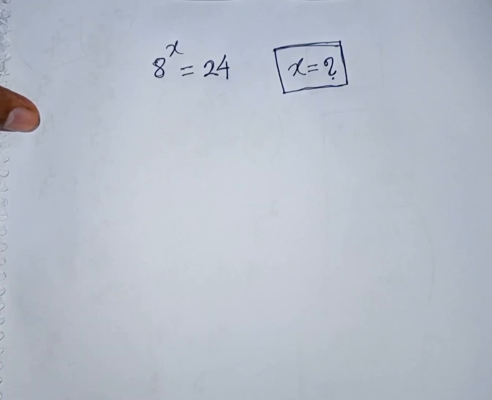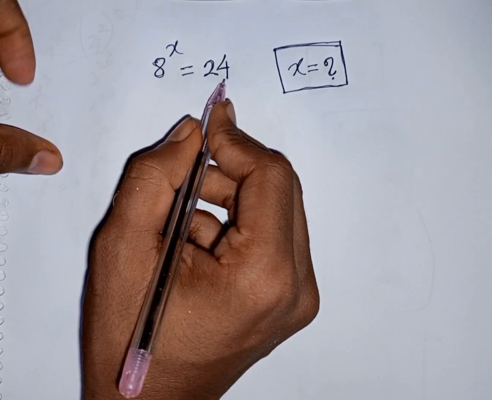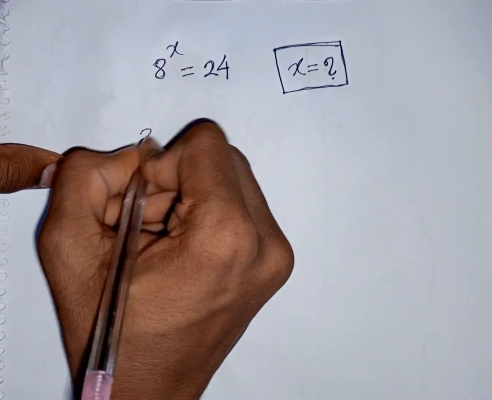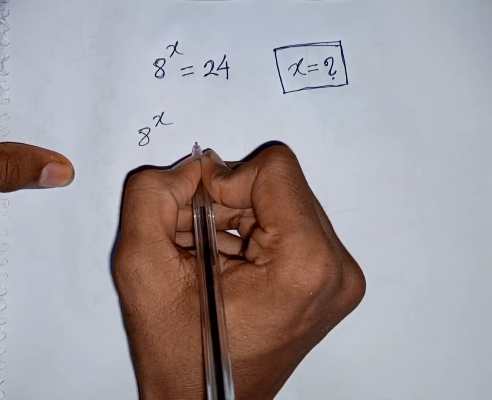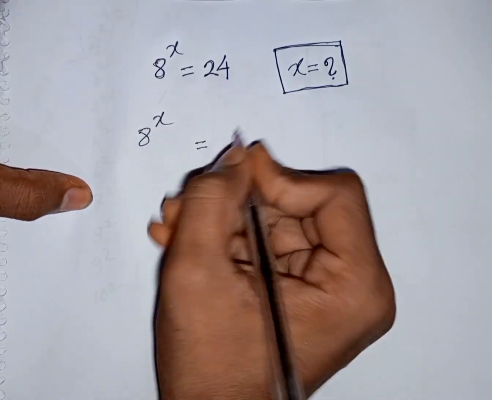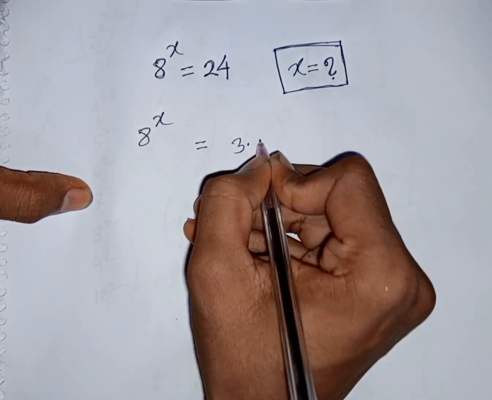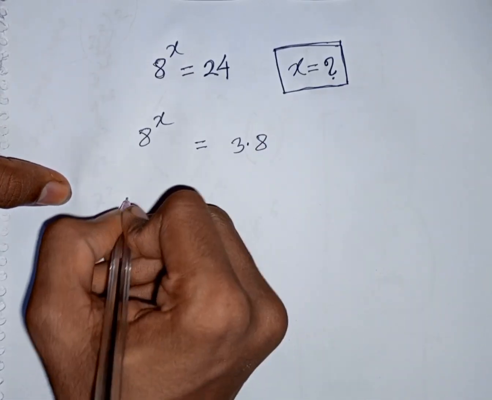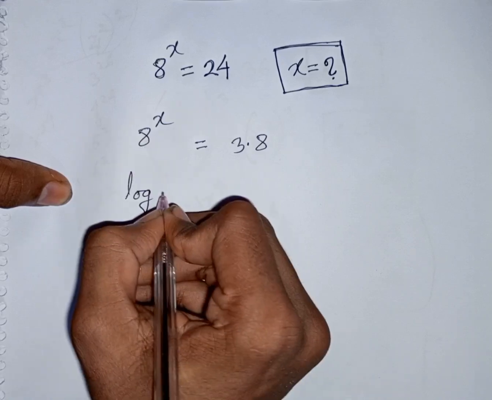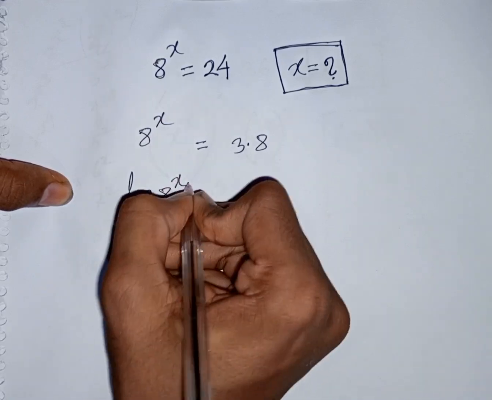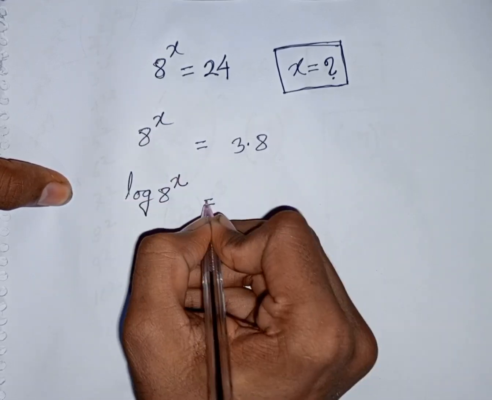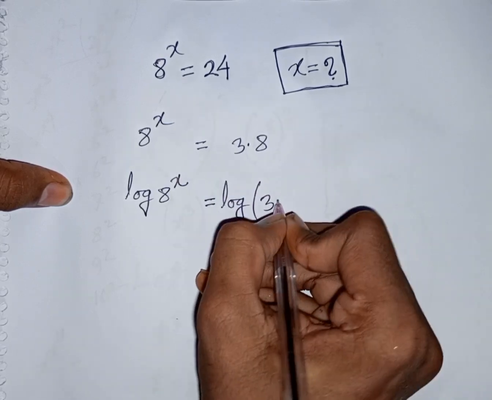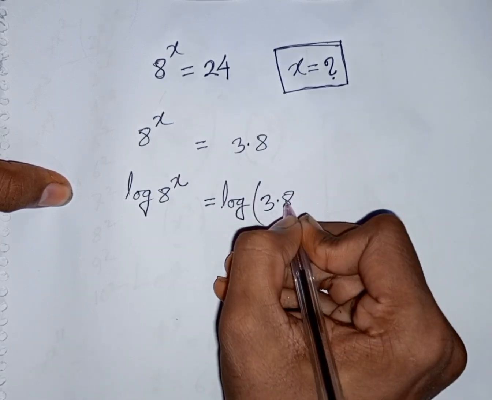How to solve 8^x = 24? Find the value of x. So we have 8^x = 24, which can be written as 3 times 8. Now we apply log on both sides. So you can write log of 8^x is equal to log of 3 times 8.